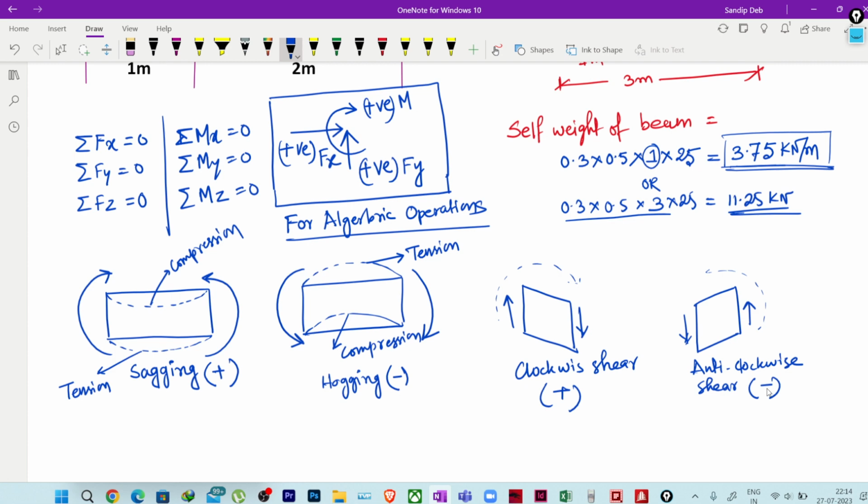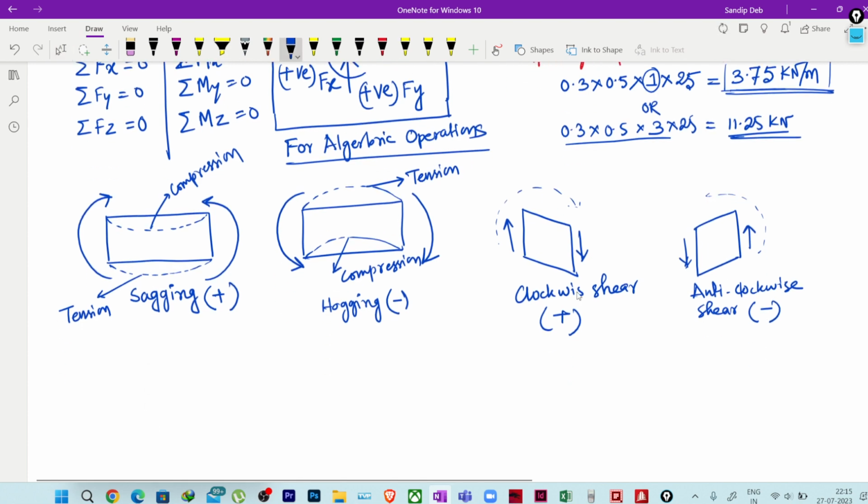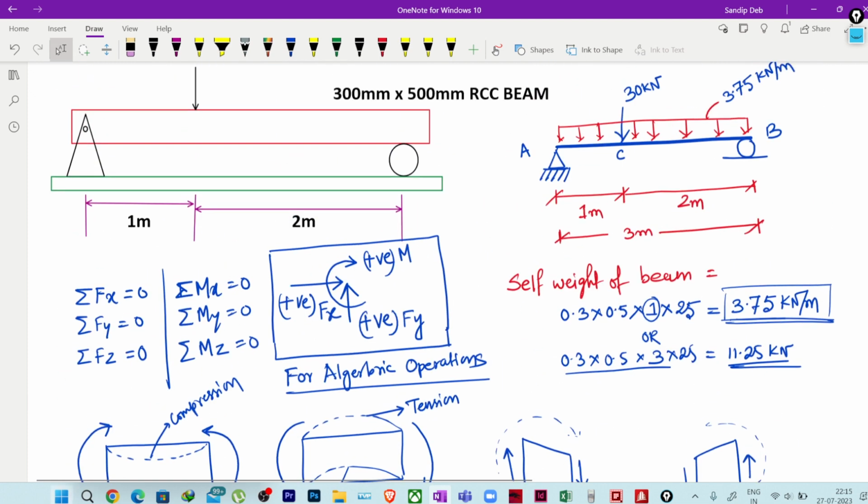I am writing all this considering that you know the fundamentals, and we are just brushing it up. Those who are very new may not understand all this directly, so you need to study the fundamentals first, and then you can relate properly. So clockwise shear we consider positive, and anti-clockwise shear negative. This is for the bending moment and shear force diagram, and for algebraic solution or operations we will consider the other sign convention. I hope it is clear to all of you.